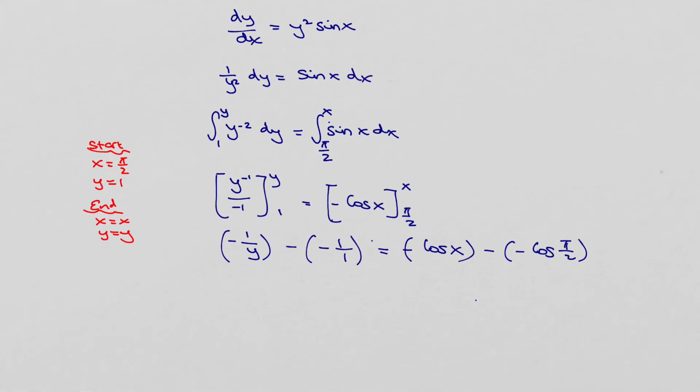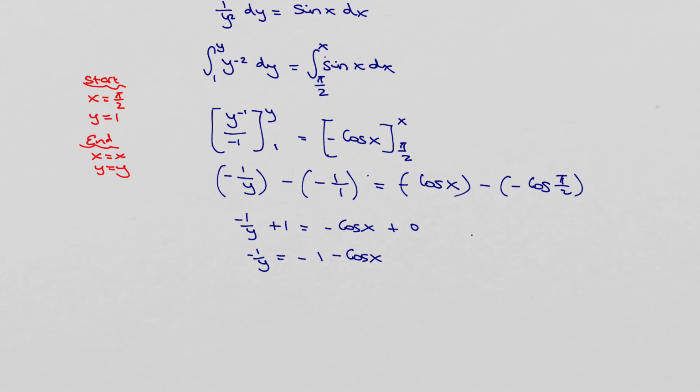So we have minus 1 over y plus 1 is equal to minus cos x plus, and cos pi over 2 is 0. So therefore that gives me minus 1 over y is equal to minus 1 minus cos x. If I multiply across by minus 1 and divide across by 1 plus cos x and multiply across by y, I end up with y is equal to 1 over 1 plus cos x.